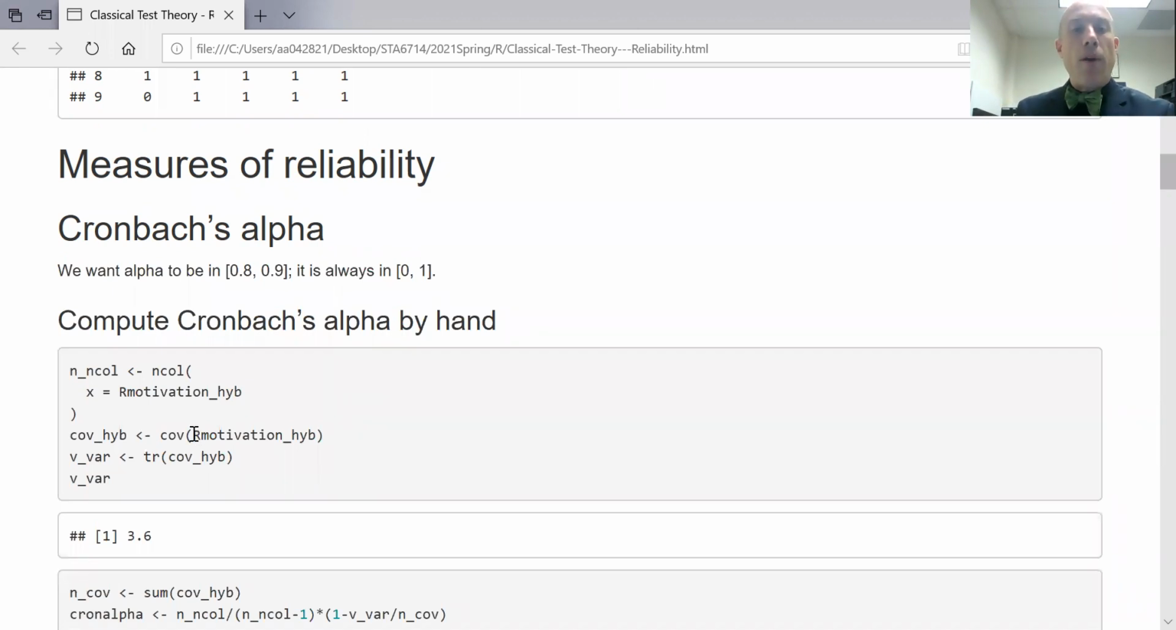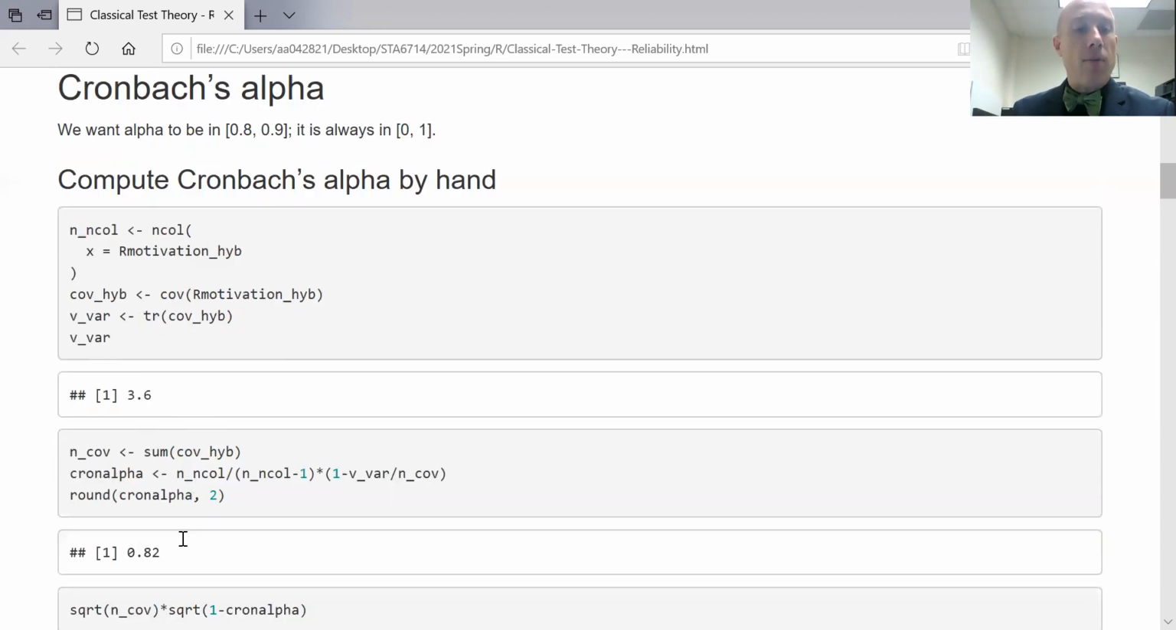And we're going to take the covariance matrix of the data of the zeros and ones. And we're going to take the trace. Now remember, the trace of a covariance matrix is an estimate of the variance. And I'm adding it up with the trace. The diagonal would just be the individual variance terms. And then here we have 3.6 for the trace.